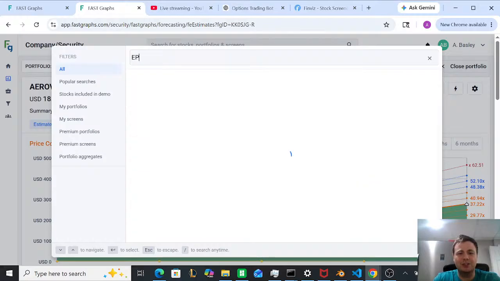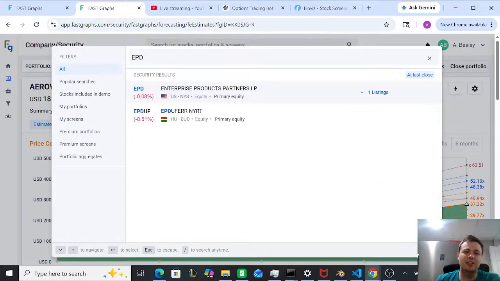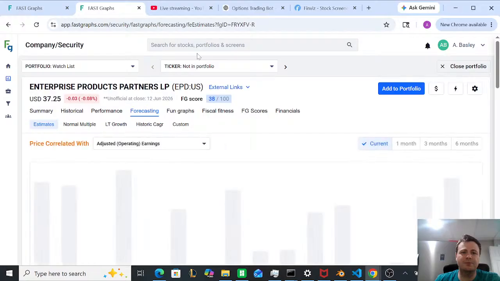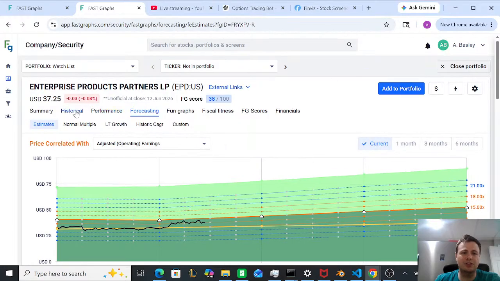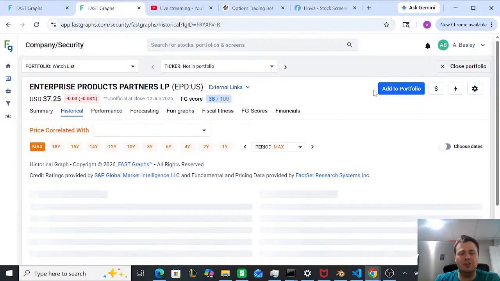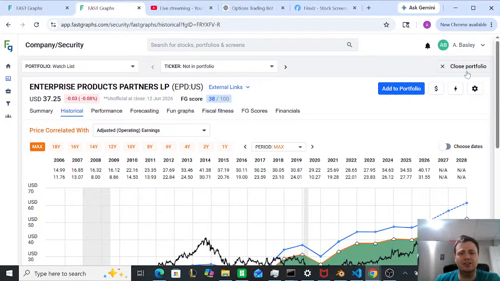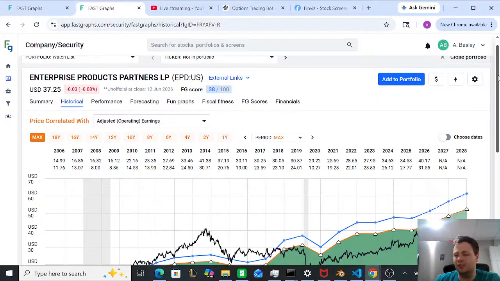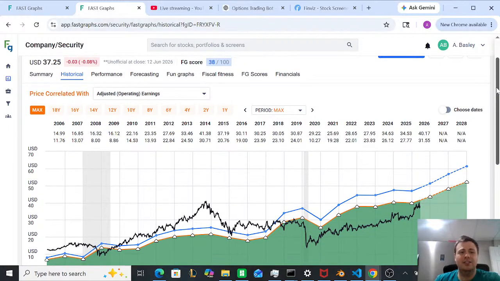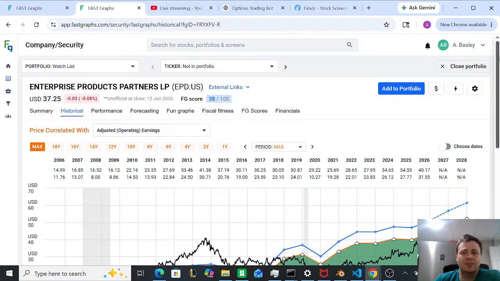introduce the basic premise of this app and maybe a few of the other tools I use to go over how I pick stocks. With that being said, let's jump right into it. So one of the companies that I think demonstrates the premise that I'm talking about is called Enterprise Products Limited Partnership.